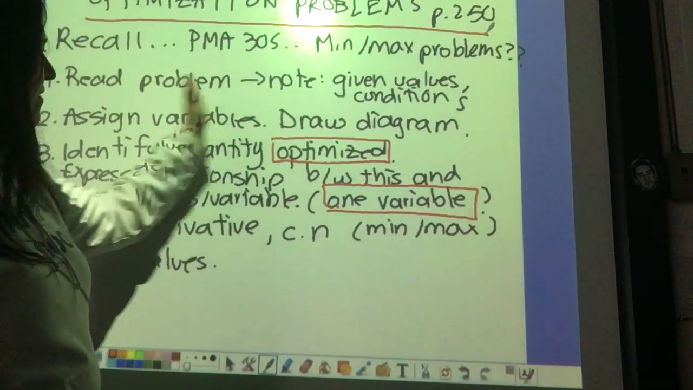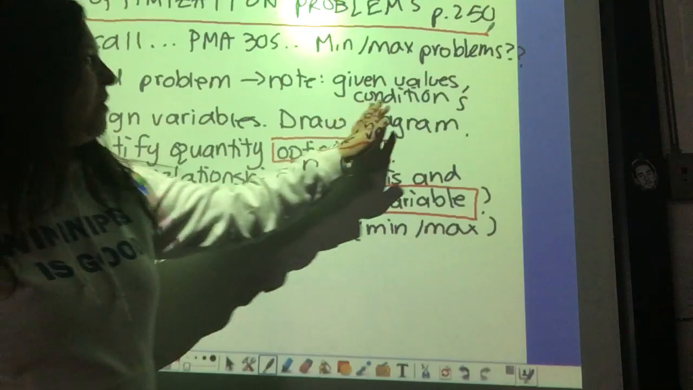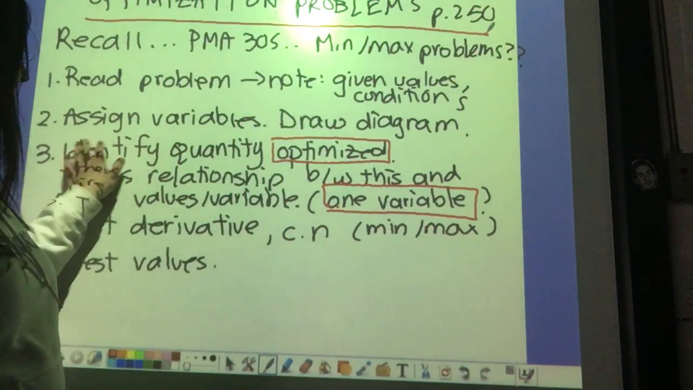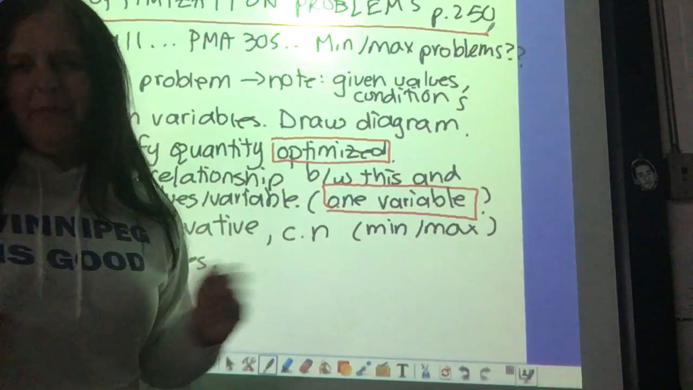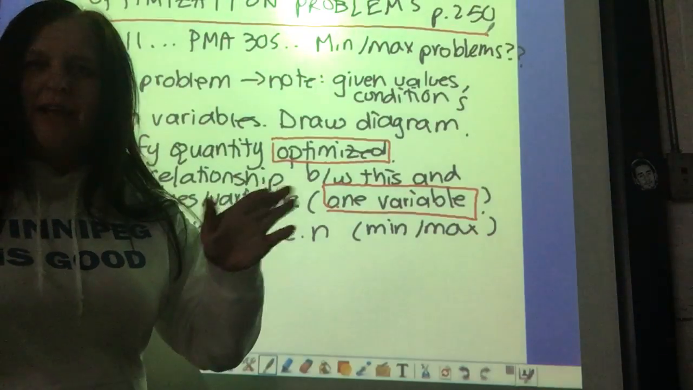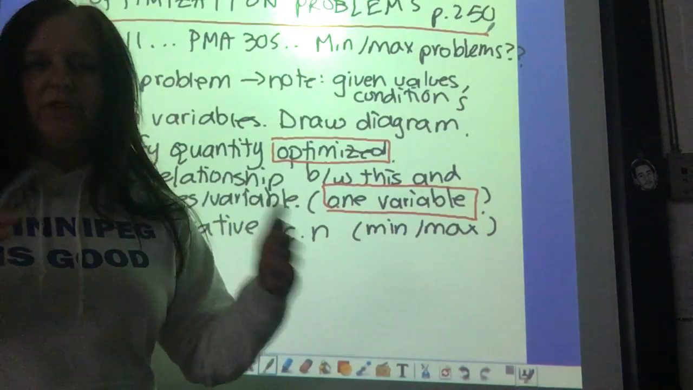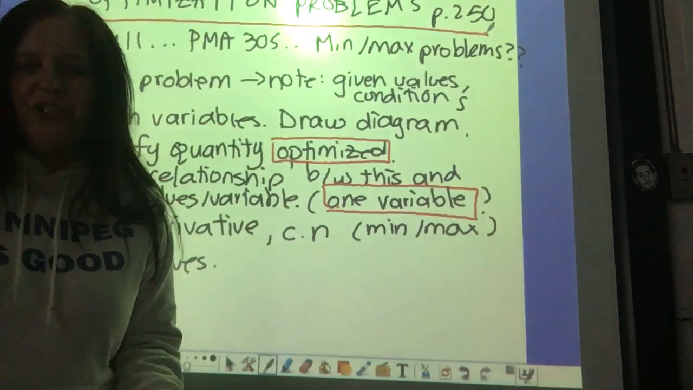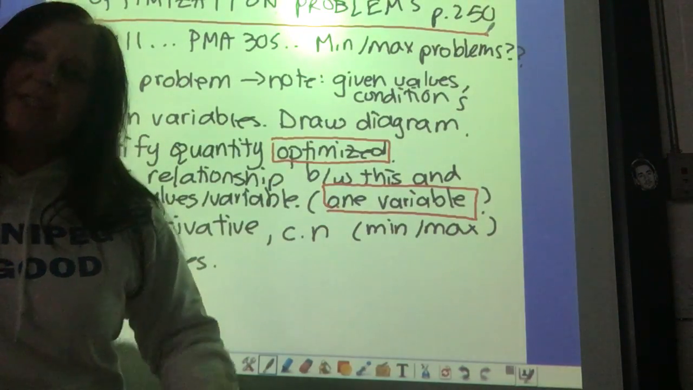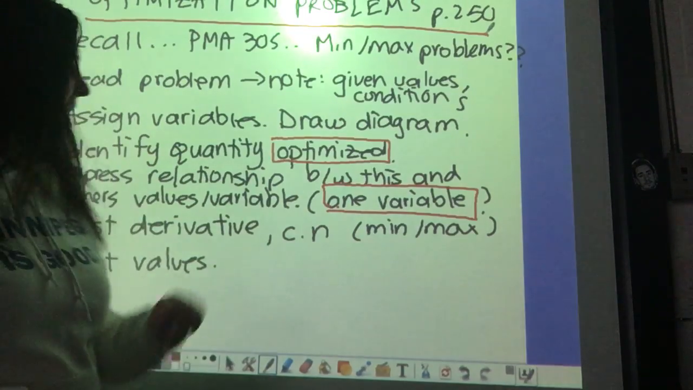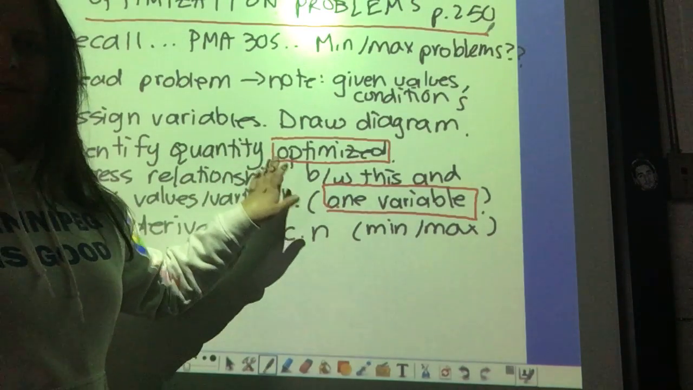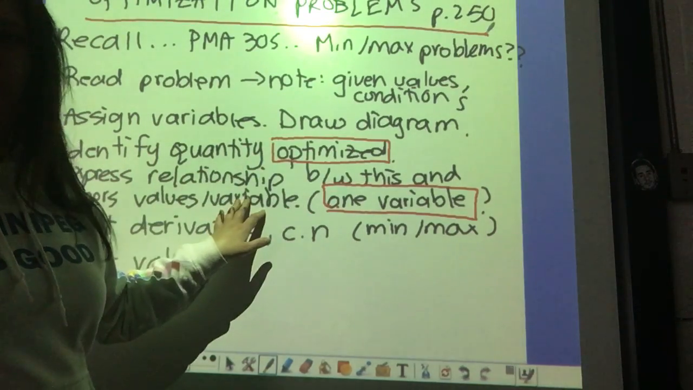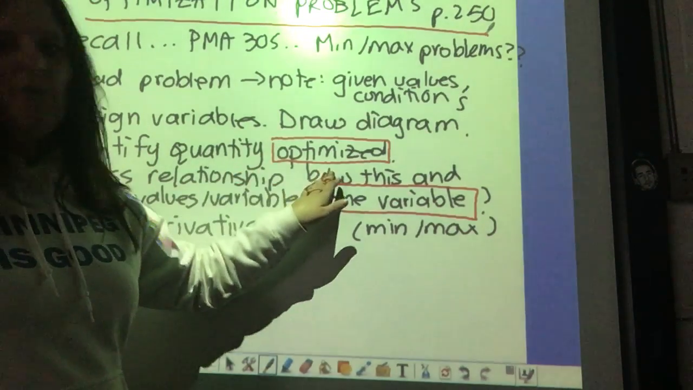So when you start your word problem, you want to read through and figure out what you're given and what you're trying to solve for, same as related rates. Then your next step, assign variables. Same thing as related rates: draw a diagram, assign your variables, figure out what you have and what you're solving for. Then number 3, figure out what relationship there is between all this information. What's the equation we're going to use? What is being optimized? Then find out what equation or relationship there is between what you're optimizing and what you're given.